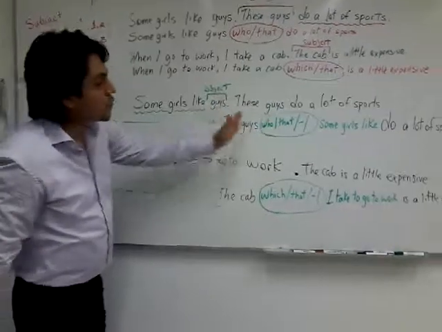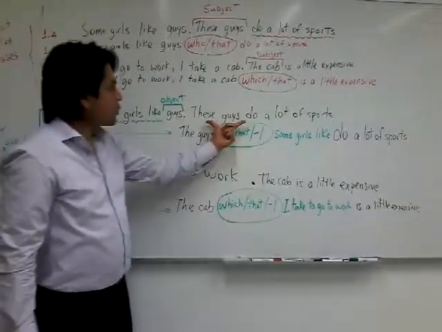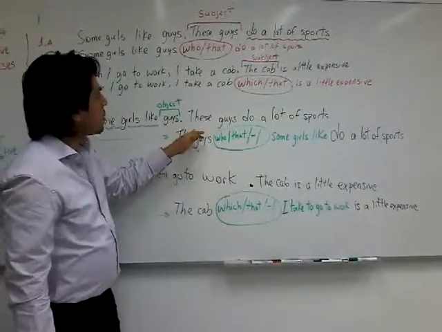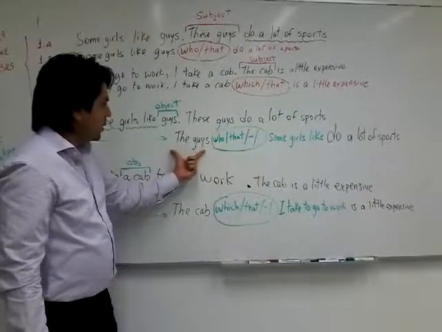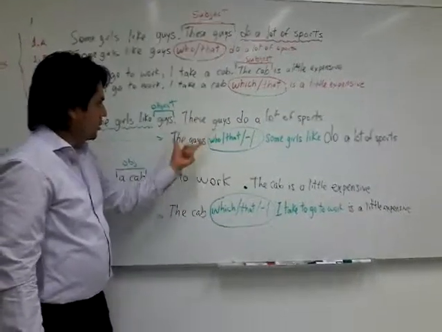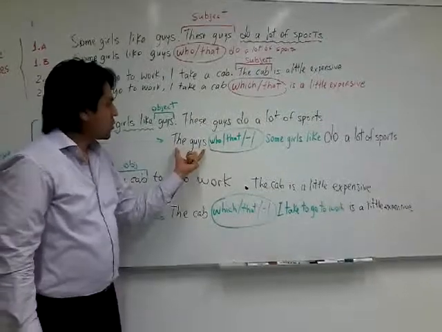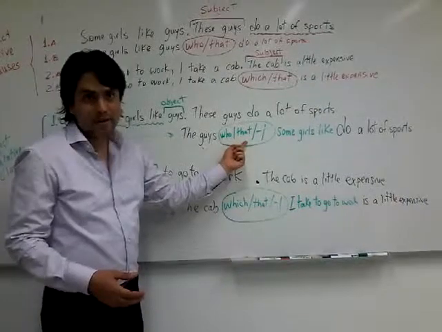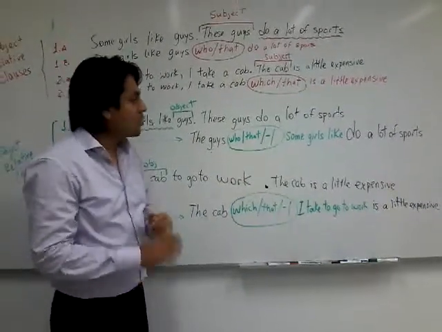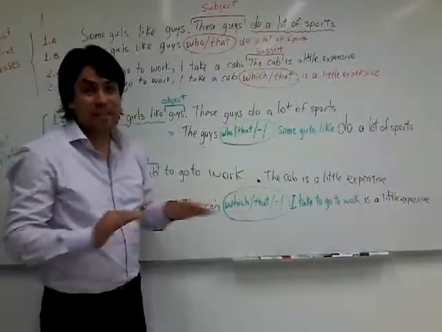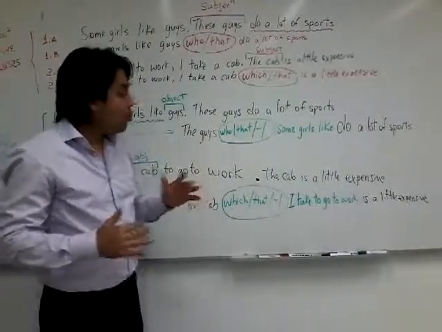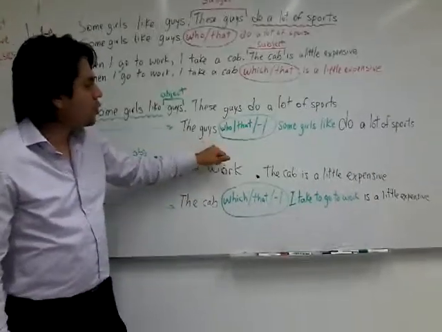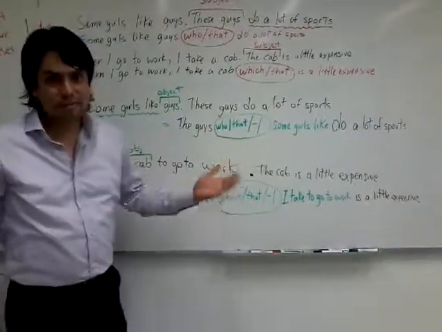If I want to join these two sentences, what I have to do is start with this second sentence. I say, look at this. Some words like guys, these guys do a lot of sports. So I would say, the guys. Now, because guys is people, I can say who or that, right? Who or that are people. And also I can say anything. I can just not mention anything. Because these are object-relative clauses. So you can say the guys who, or the guys that, or the guys only.